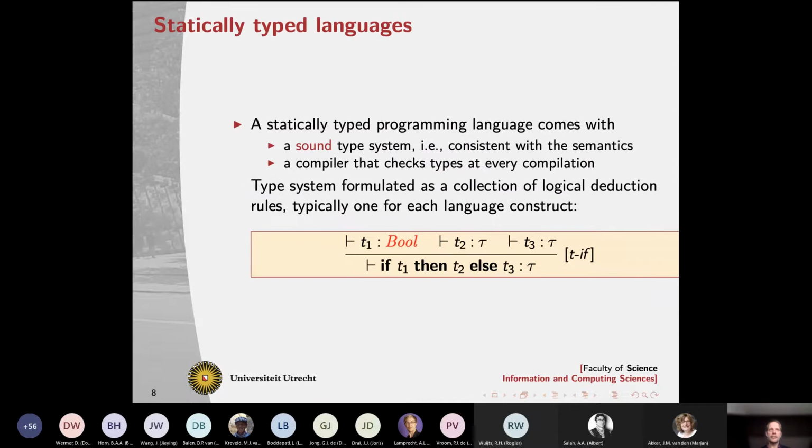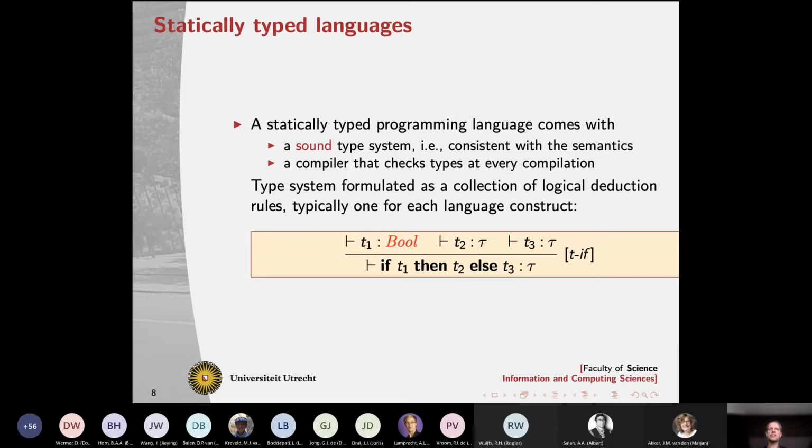So how do you define a statically typed language? Well, basically, if you define a programming language, you have a semantics in mind, you have a syntax, you have your lexical items. In this case, you also define a sound type system. So this is a specification of when a program is type correct and when it is not. And this should be consistent with the semantics. That's what I mean with the word sound. There should also be an implementation of the type system. And typically this is part of the compiler. The compiler will check at every compilation that all the types are okay.